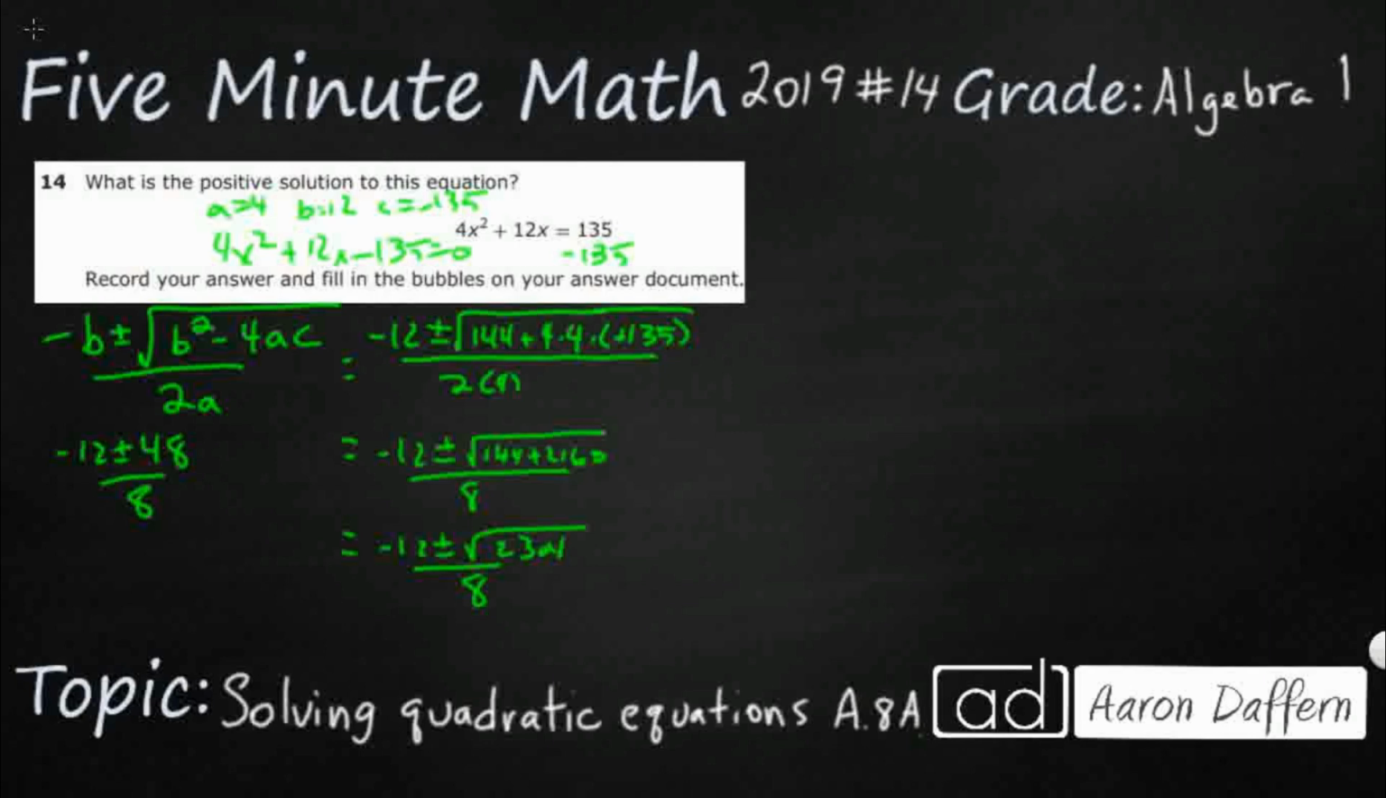Now we've already said we want the positive solution. So having a negative 12 minus 48 is not going to help. Right? So it's going to be negative 12 plus 48, or 48 minus 12. That's 36 over 8. So I'm thinking that's 4.5. Thinking x equals our 4.5. Now, we can plug that in to the original, right? And we can see if that works.